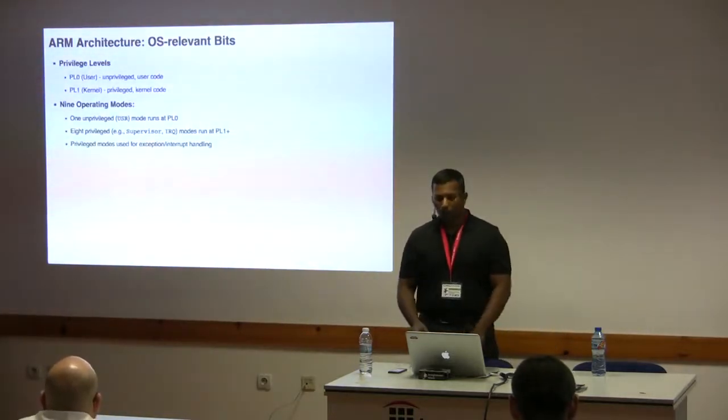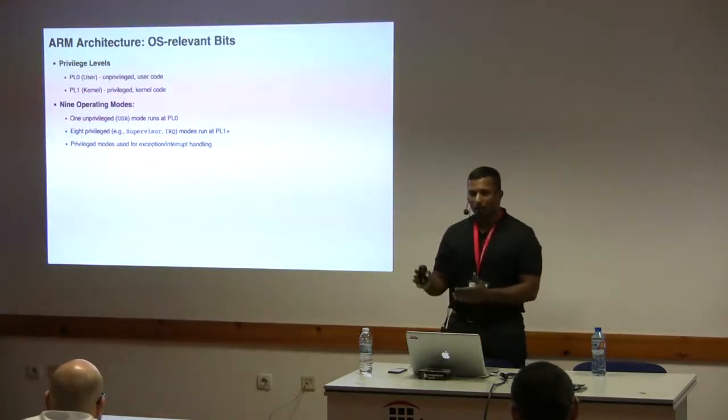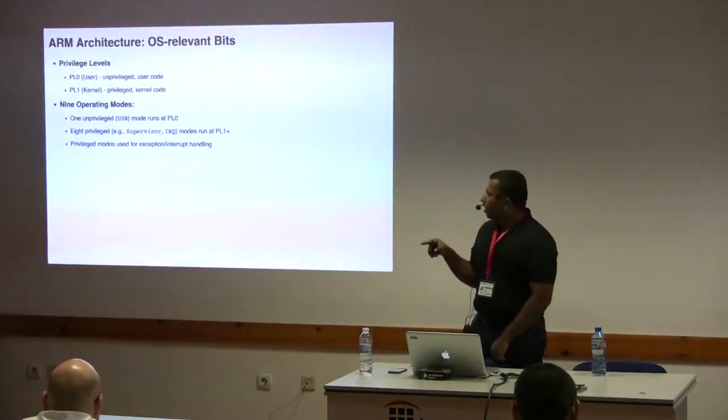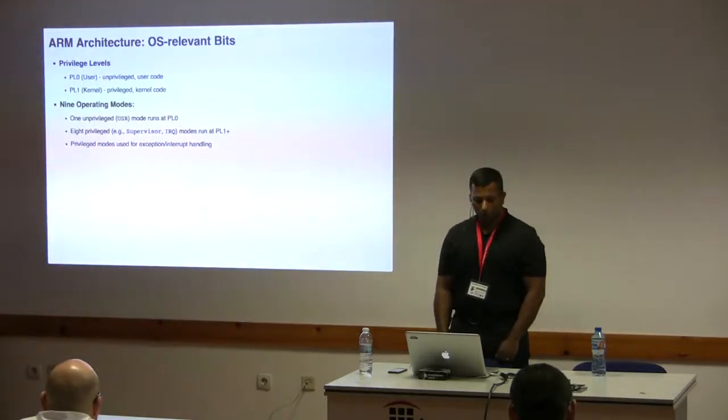Okay, so now we went through some of the user level stuff. Let's look at the OS relevant stuff because that's what we're doing. We're trying to get an OS running on ARM. So ARM has several privilege levels. We'll only talk about 2 of them in this talk. PL0 is used for unprivileged user code. PL1 is used for privileged kernel code.